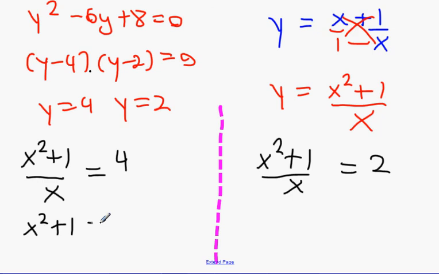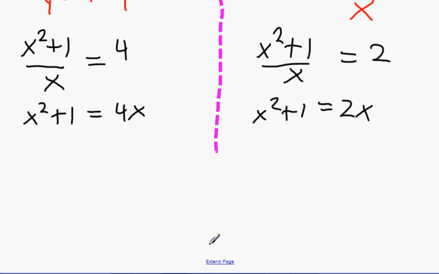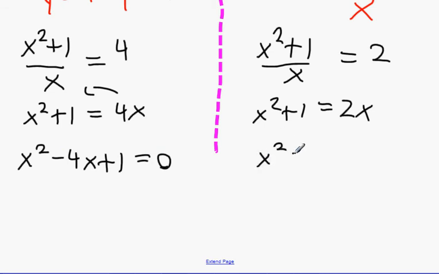X squared plus 1 equals 4x. X squared plus 1 equals 2x. Bring the 4x and the 2x over. Okay. Now, unfortunately, from what I'm looking at here, I think you're going to have to use the minus b for one of them. So we're going to bring over that minus 4x plus 1. That looks very much like a minus b. The other one is x squared minus 2x plus 1 equals 0.